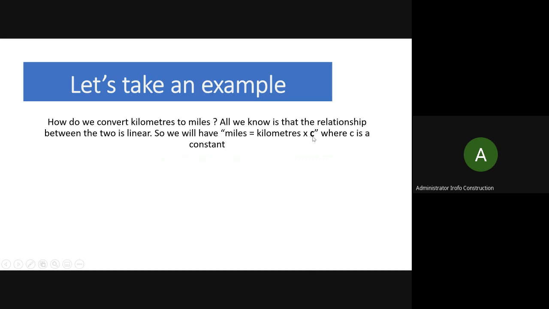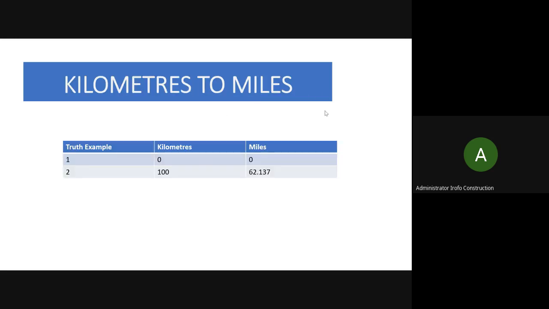This c is called a parameter because it can take any value that will help to improve this function here. Even though we call this a truth example, sometimes we also call it our training example, our training data in the neural network or machine learning form. Now let's use the information here to get the value for our c.